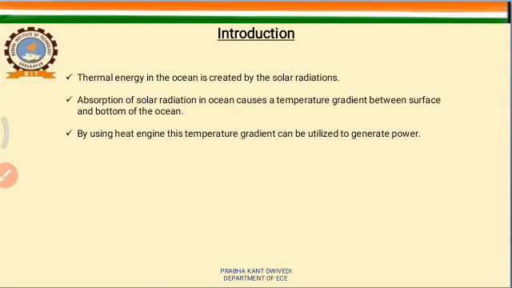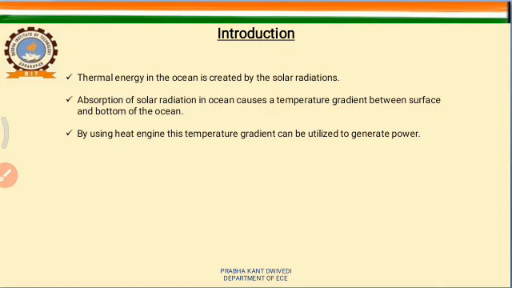As the name itself suggests, ocean thermal energy means this system utilizes the thermal energy contained in the ocean. But the question is, from where does this energy come in the ocean? As we know, most of the surface of the earth is water, and water mainly in the oceans. So the upper surface of the ocean receives energy from the solar radiations. So the thermal energy is the indirect form of the solar energy.